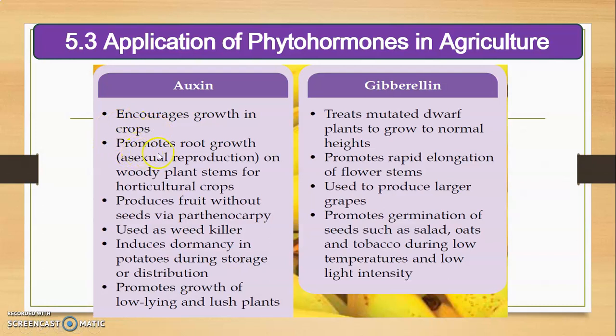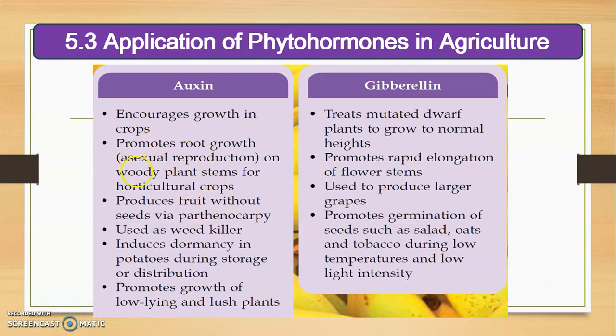It promotes root growth, especially in asexual reproduction on the woody plant stem. Alright, okay, then produce fruit without seed via parthenocarpy. Okay, so auxin can produce fruit without seed.